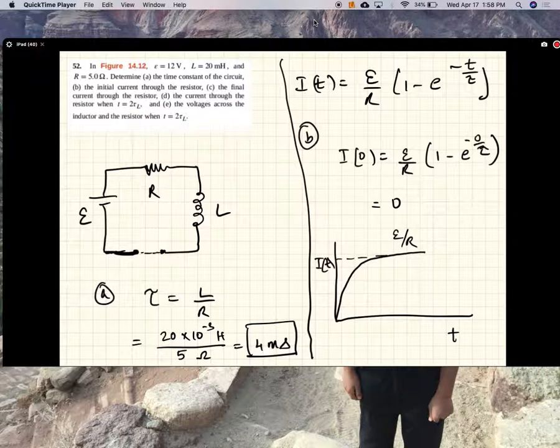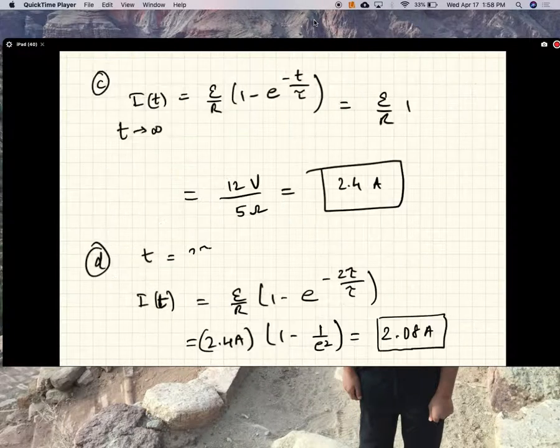What we have found is the following. At t equal to 0, the current is 0. At 1 time constant, it'll be 65% of 2.4 amps. At 2 time constants, it's roughly about 90% of 2.4 amps. 2.4 amps is the maximum current. Okay, so that's what we're finding. All right.